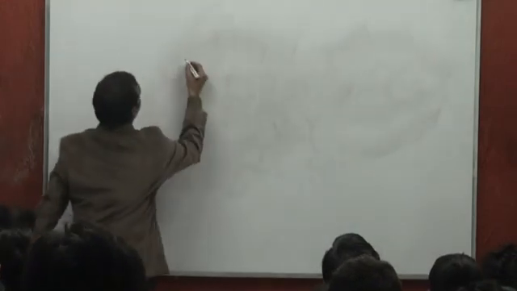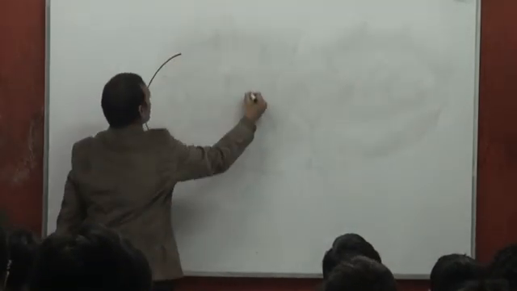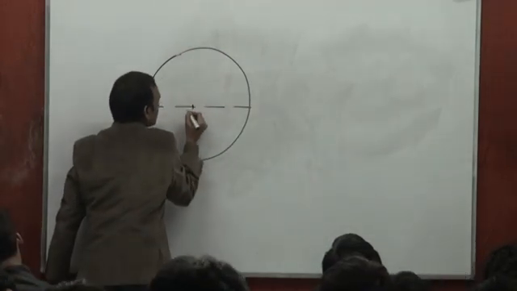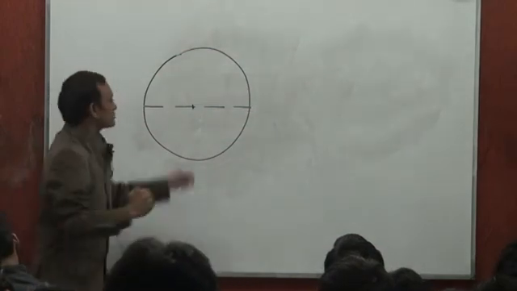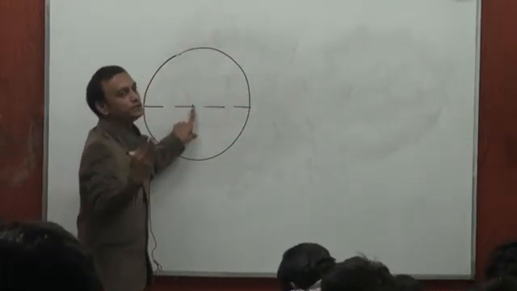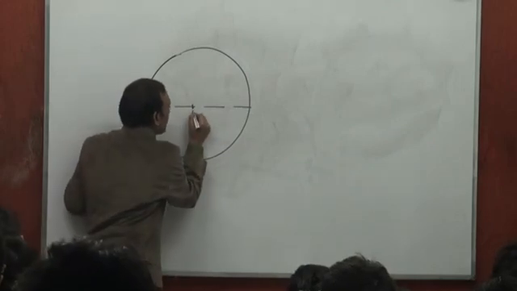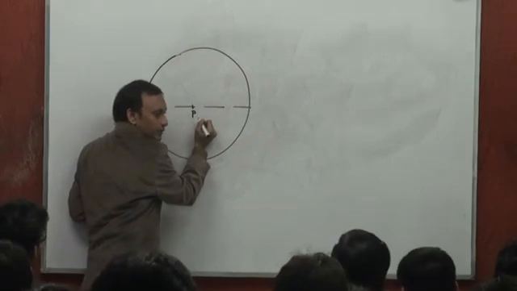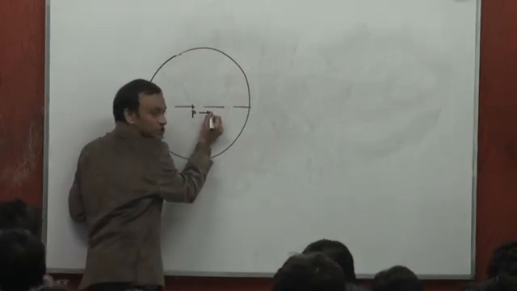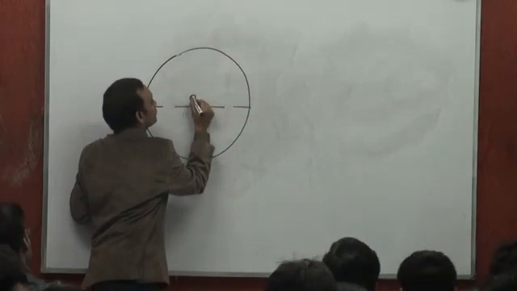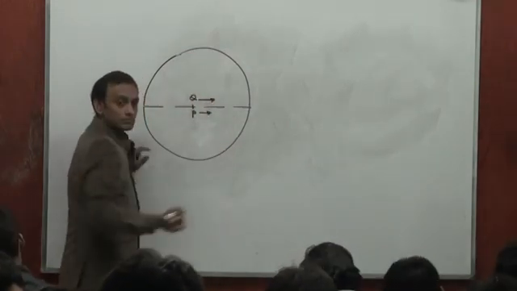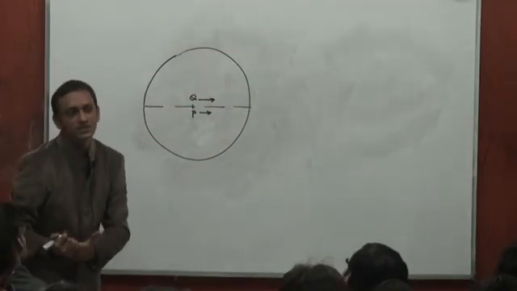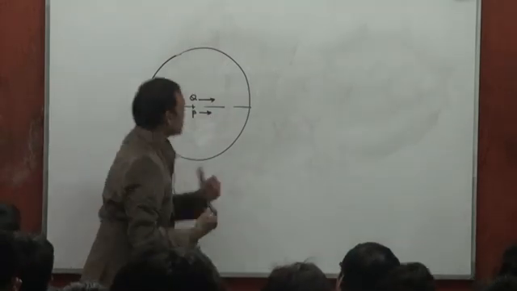Now, let's say there were two particles and the center of the circle was their mean position, amplitude A, angular frequency omega, and one particle was P and was moving in this direction, and the other particle was Q and was moving in this direction. Both were at the mean position, and headed in the same direction.